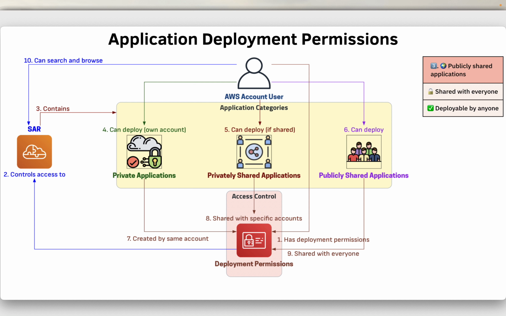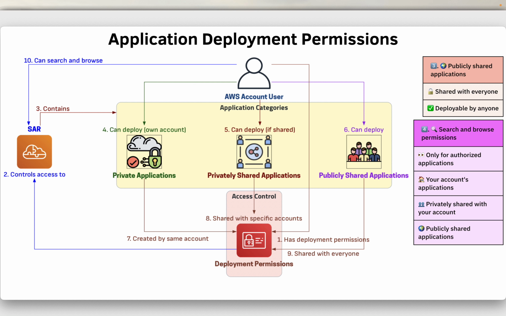Publicly shared applications are those that the publisher has shared with everyone. Users have permission to deploy any publicly shared application in the AWS Serverless Application Repository. Users can only search and browse for applications that they have permissions for in the AWS Serverless Application Repository. These include applications created using their AWS account, privately shared with their account, and publicly shared applications.